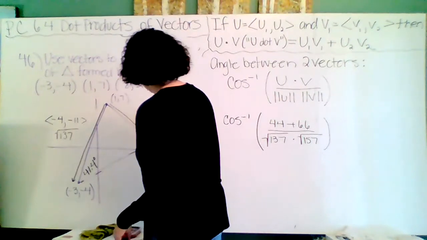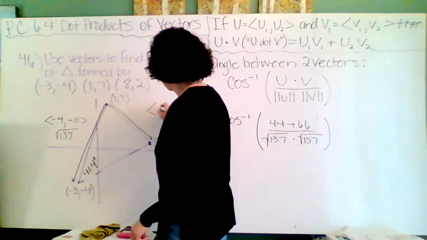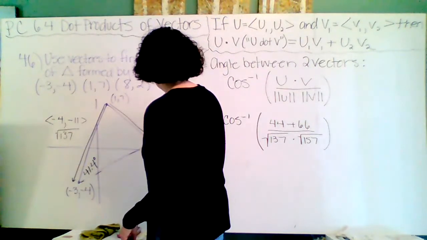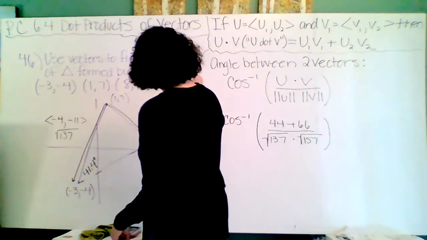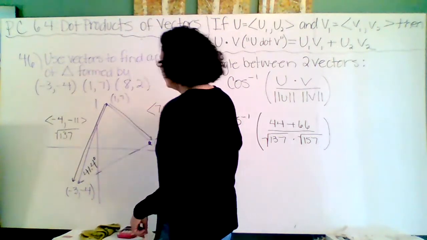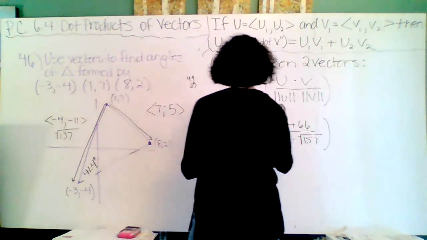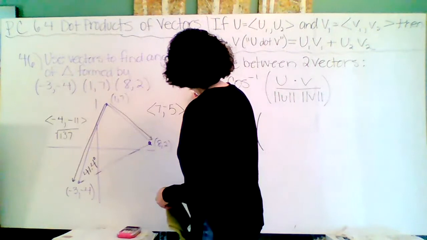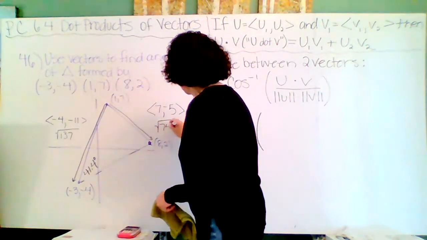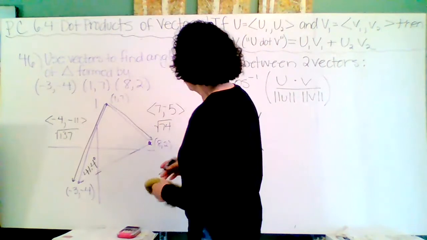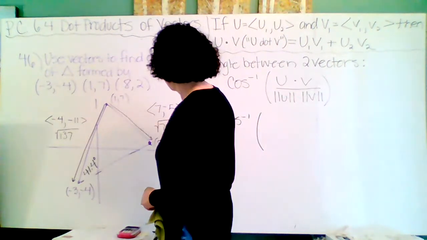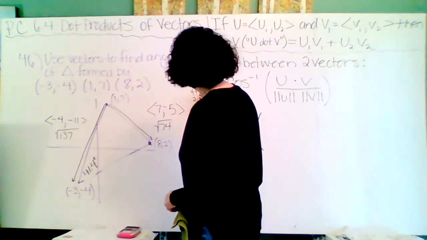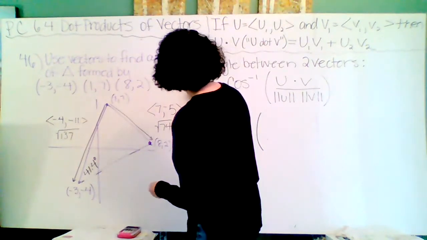Let's find out here. Terminal minus initial, 8 minus 1 is 7. 2 minus 7 is -5. This would be 49 and 25. Just thought I'd figure out the magnitude ahead of time. 74. Let me do a quick check on my math. 8 minus 1 is 7. 2 minus 7 is -5. That's 49 and 25. Okay, I think I'm doing okay here.